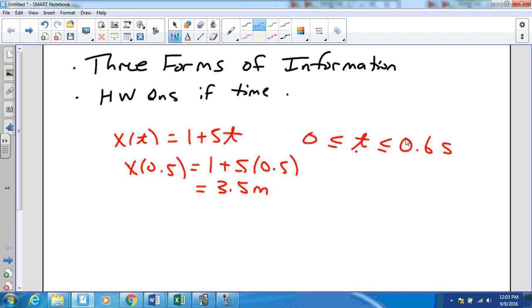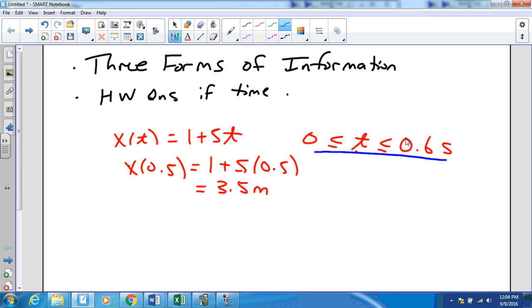Notice that we're essentially tracking this object, and we have captured with the equation, or the model, where that object is for every single time t in the domain. The second thing to observe is that this domain is truly limited. After I get past 0.6 seconds, this equation no longer applies. Does that make sense to everybody?